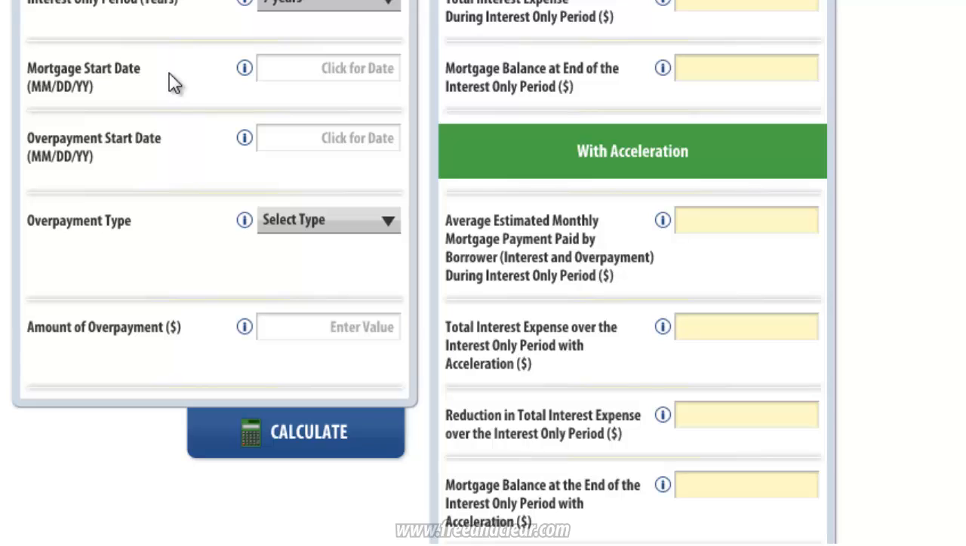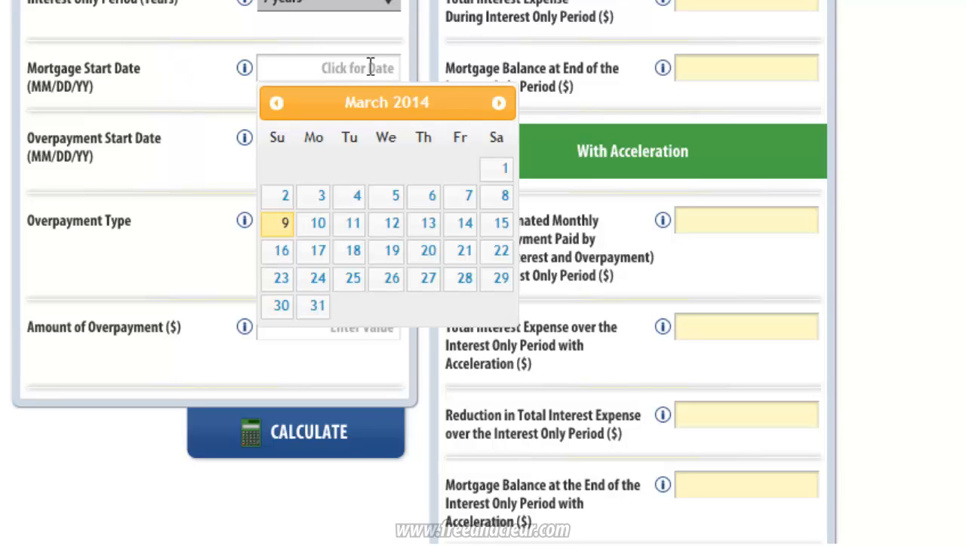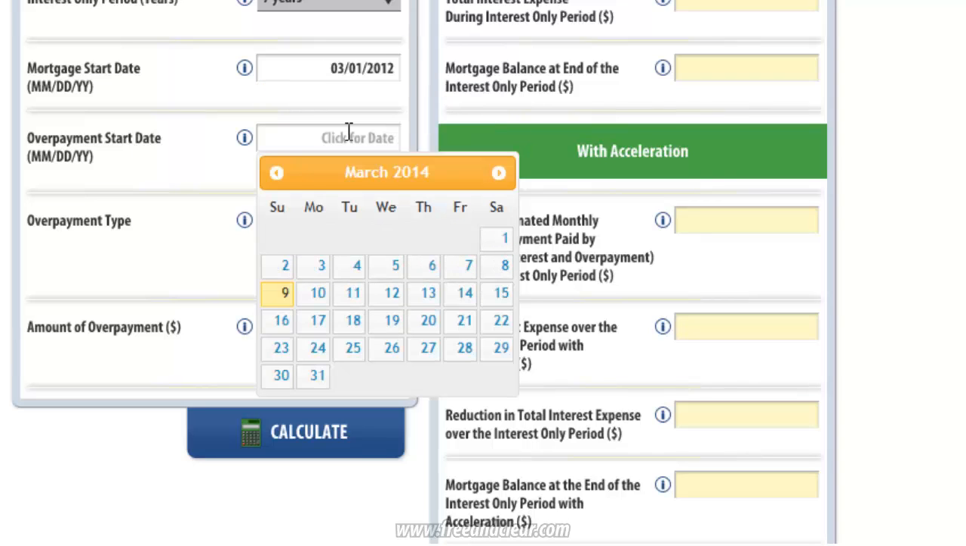The next input is mortgage start date. This is the date of your initial payment on your mortgage. If you click your cursor in the input rectangle, it reveals a calendar. And please note that the calendar allows you to select past dates if you're looking at an acceleration for an existing mortgage. So in this case, I'm going to say that the start date for our mortgage was March 1st, 2012.